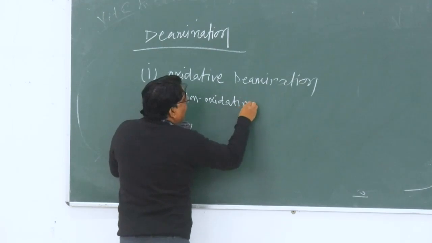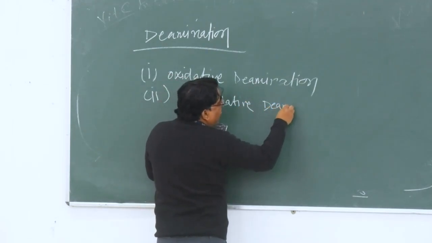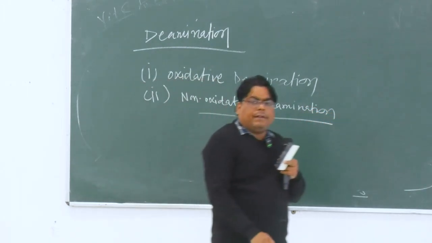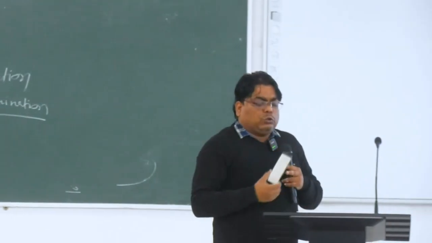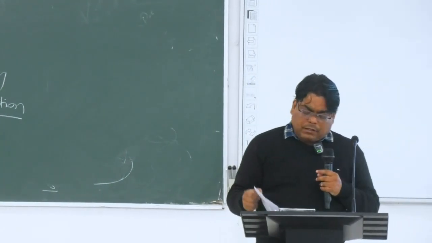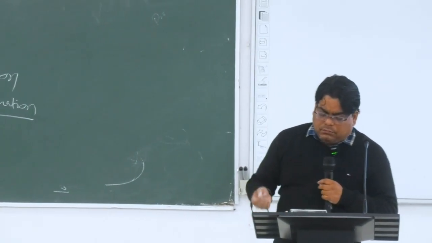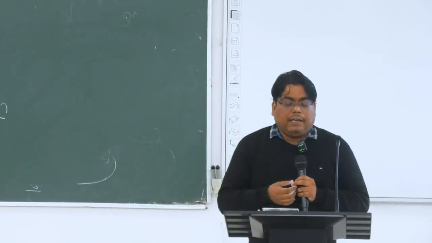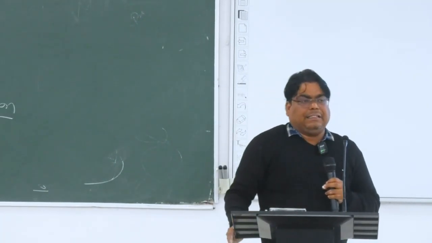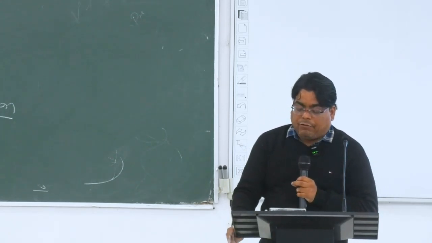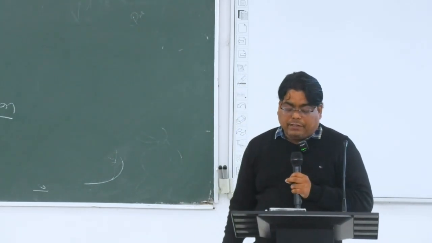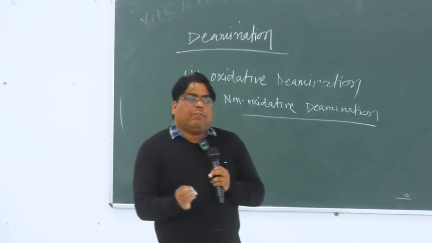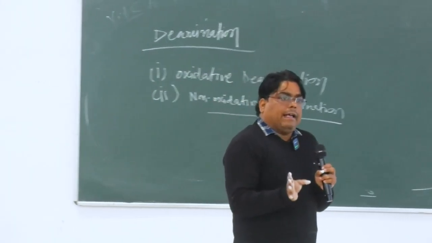Oxidative deamination. Non-oxidative deamination. Okay. So what is the definition of deamination? Very good. It is removal of ammonia. But its definition is: deamination reaction involves removal of the alpha amino group from an amino acid as free ammonia.